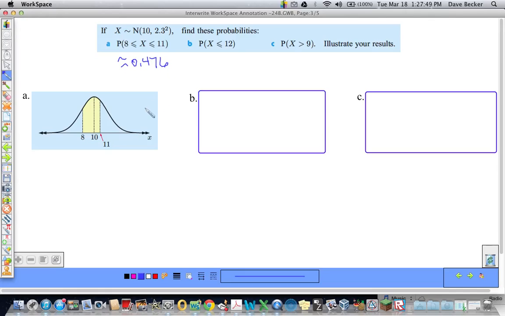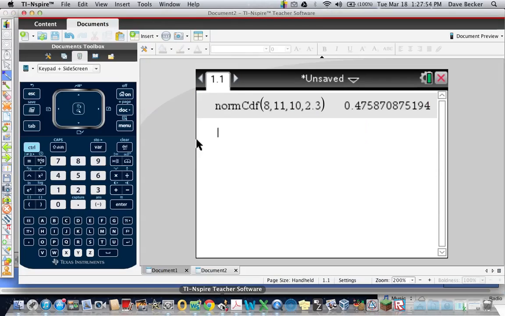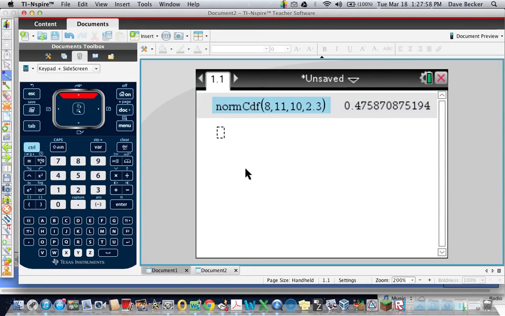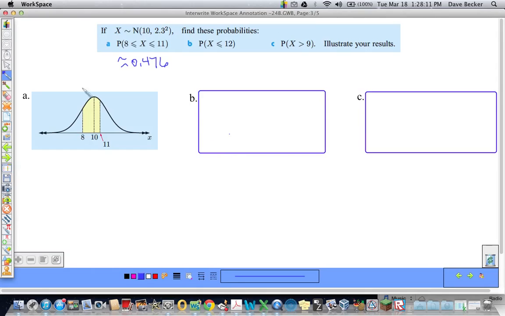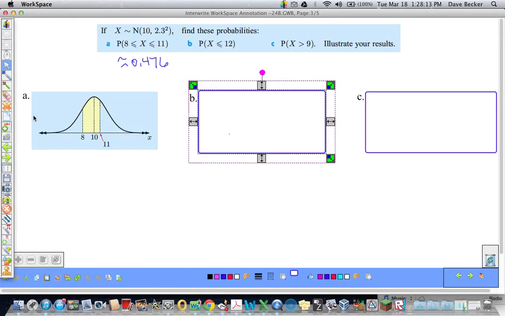Okay, what about if it's less than or equal to 12? So I'm going to go back to the calculator, and normally what I might do is just scroll up and redo this, but I want to show you something. It has to do with that negative 9e to the 999. Okay, actually let's go back to this picture before I do that, just so we see what it looks like.